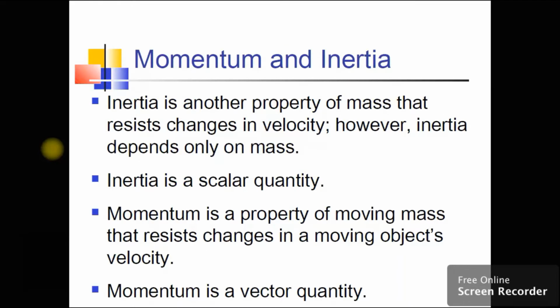So, inertia is another property of mass that resists changes in velocity. Inertia depends only on mass. And since it only depends on mass, there's no vector to it. So inertia is a scalar quantity. Momentum is a property that has velocity in it. And velocity is, of course, a vector. So that means momentum is also a vector.